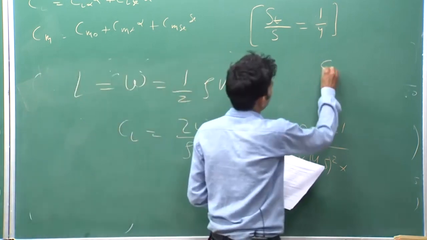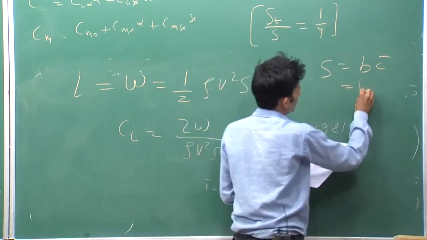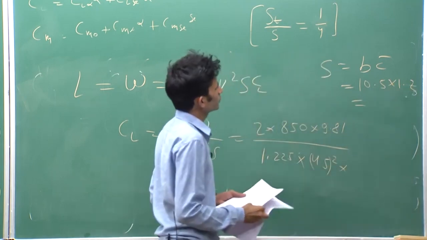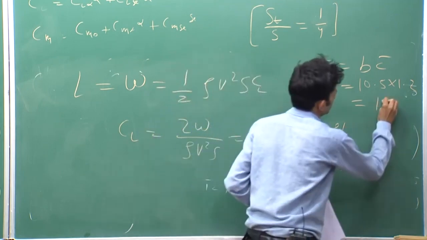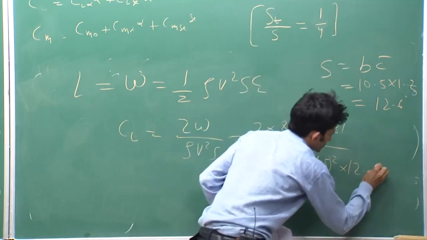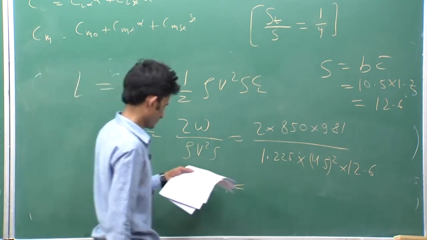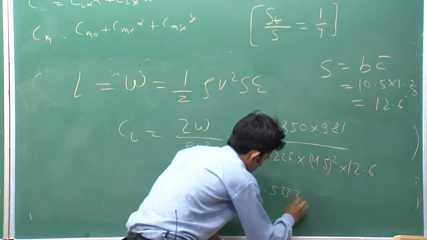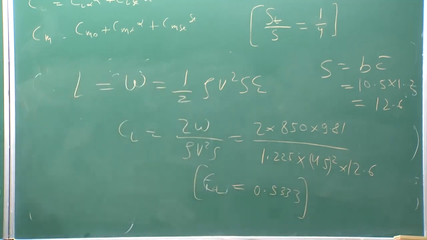So, your area will be nothing but B into C bar. B is given, how much? It is 10.5, and C bar is given as 1.2. So, your area will come around 12.6. Let me check. Yes, 12.6. So, if you solve this, you will get 0.533 as your CL value. Okay.